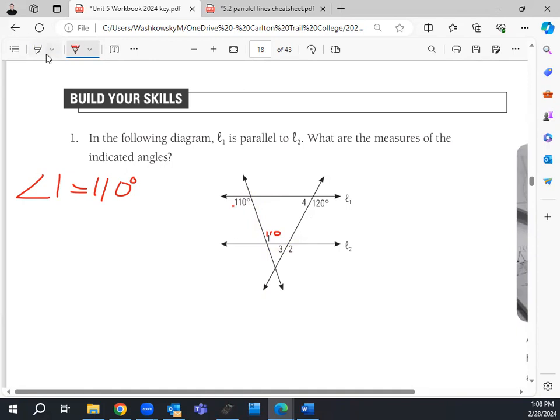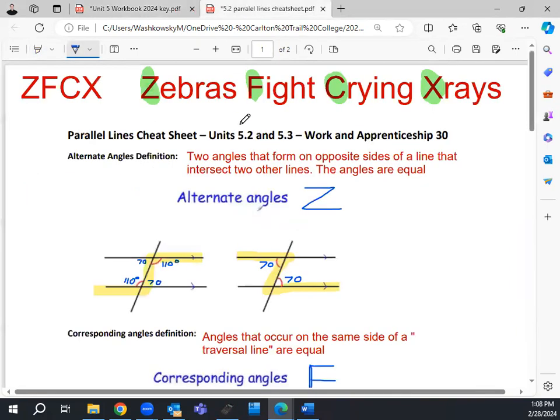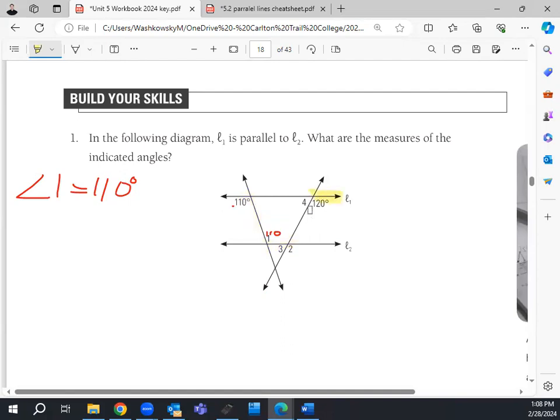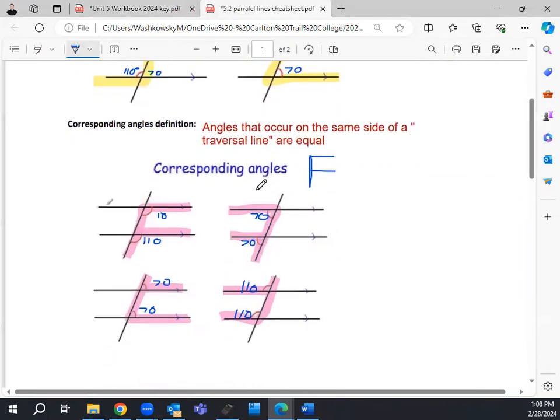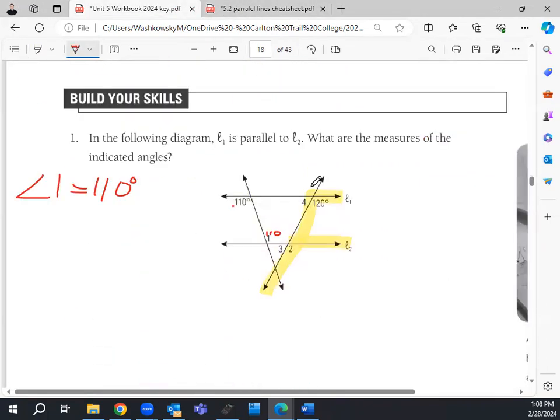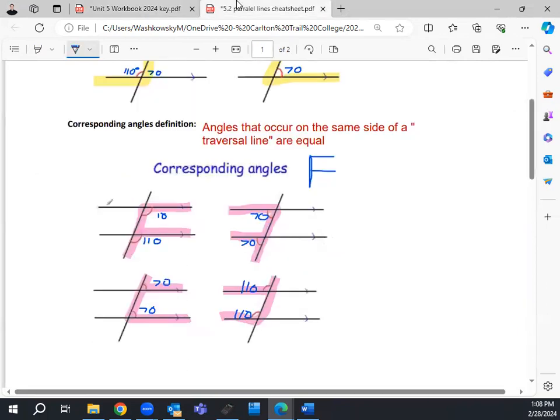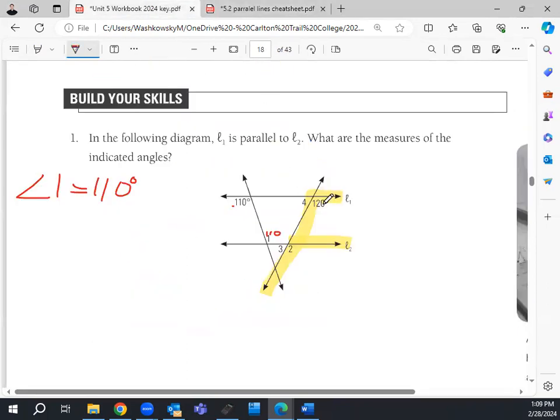So you might be wondering, well, what about angle two now? Well, I'm trying to now come up with different ways I can make a shape from it. Again, a Z, an F, a C, or an X. I see here I can make myself a nice F that's going to have it under it. And an F is a corresponding angle. Angles that occur on the same side of a transversal line, that's this line going up and down, are equal, which means if this one's 120, it means this one's 120.